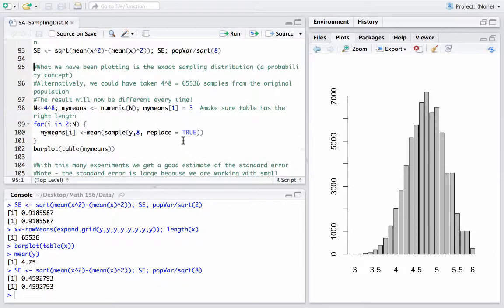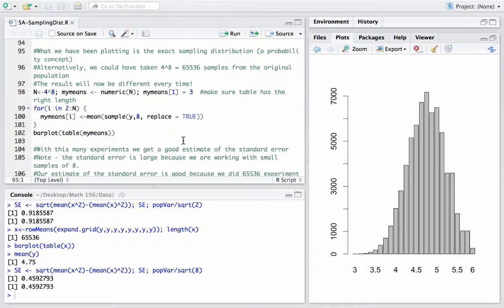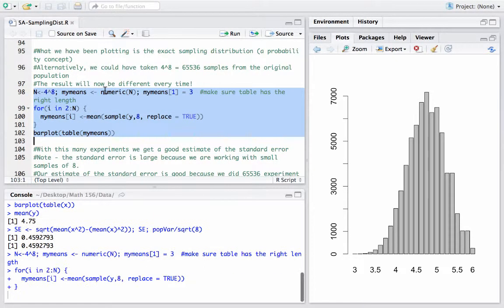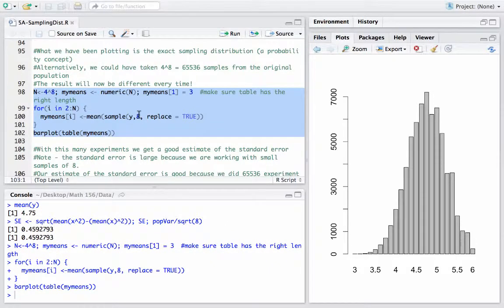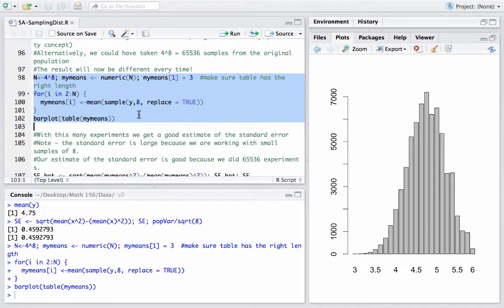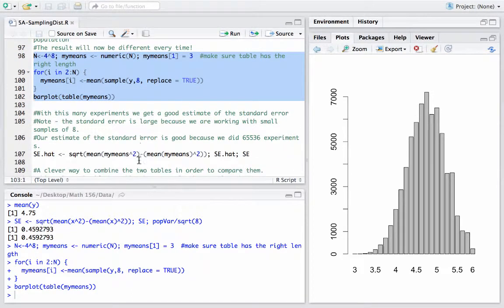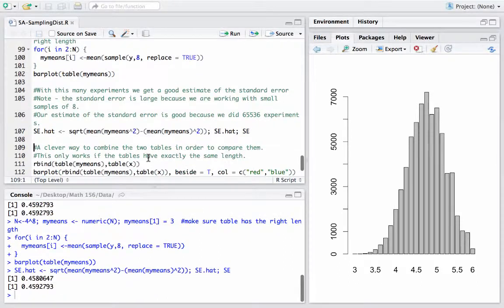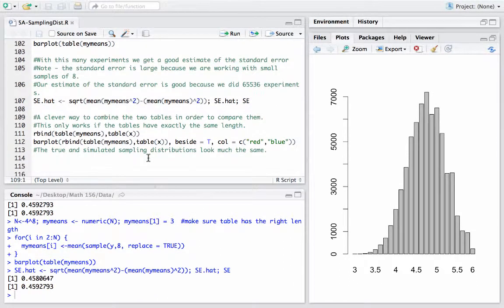So Paul points out that what we could do is bootstrap a sample of 65,536 samples of size 8 and see what sort of approximate sampling distribution that we get that looks very similar to the exact sampling distribution. And with that many experiments, we do get a pretty good estimate. And we also get a good estimate of the standard error. Although notice that before it was exactly the same because we were working with the exact distribution, and here it's a little bit off because of random chance.